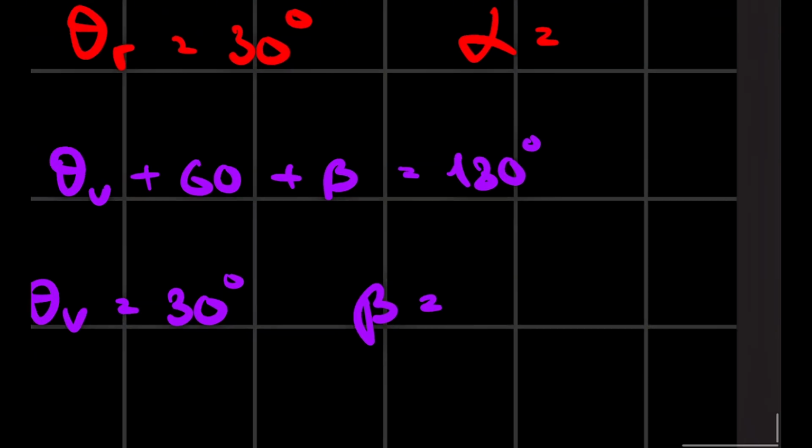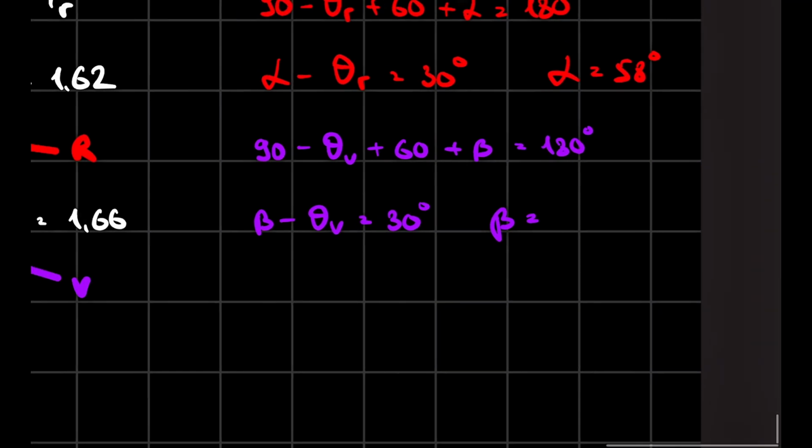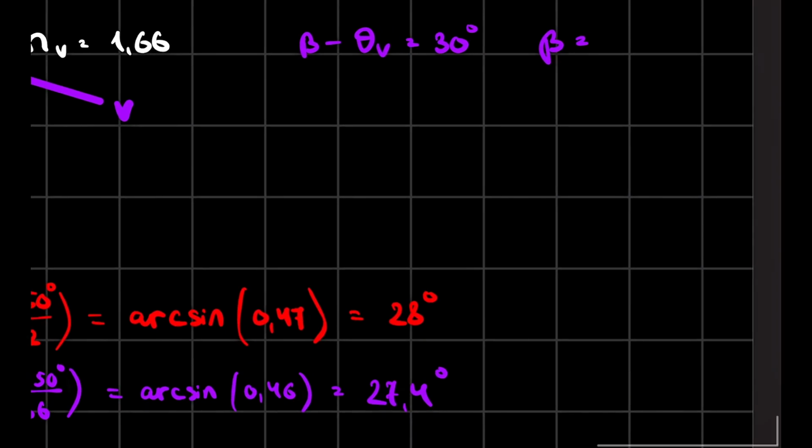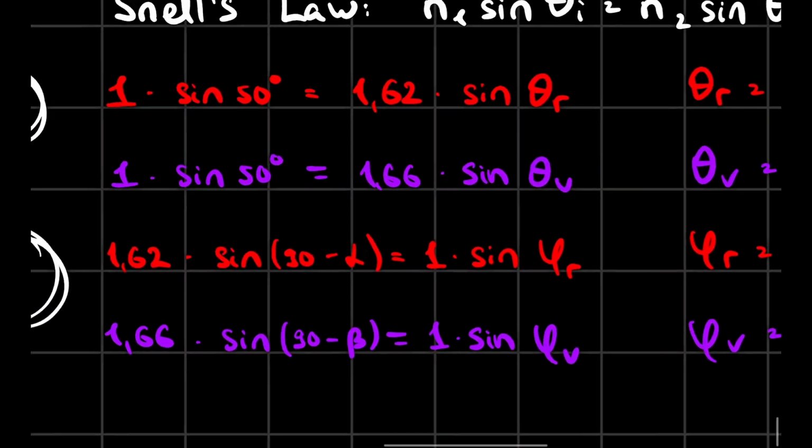Okay, in that case, we can see that alpha is 30 plus theta r, which is plus 28. It would be 58. Let me write it here, 58 degrees. The same thing goes for beta. It would be 57.4 degrees. And right now, here we have what?